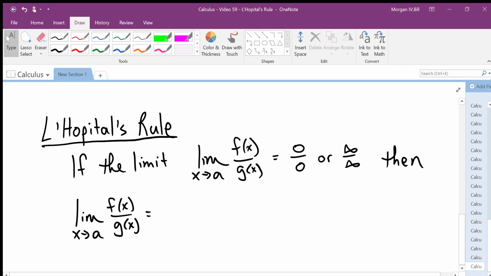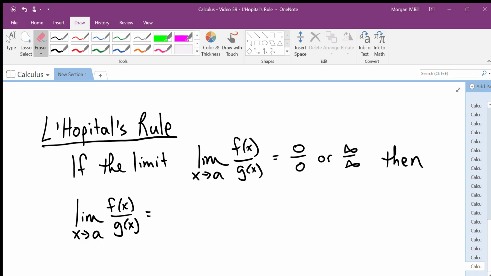L'Hopital's rule says this. If the limit as x goes to a of f of x over g of x equals 0 over 0 or infinity over infinity, and let me pause there. This limit as x goes to a, this a right here, could be a real number like x goes to 0 or x goes to pi or x goes to 7, or that could be the going to infinity as well. So we're letting a be a real number or letting a here be infinity or negative infinity. All right. If that occurs, if the limit as x goes to a of f of x over g of x equals 0 over 0 or infinity over infinity, then L'Hopital's rule says this.